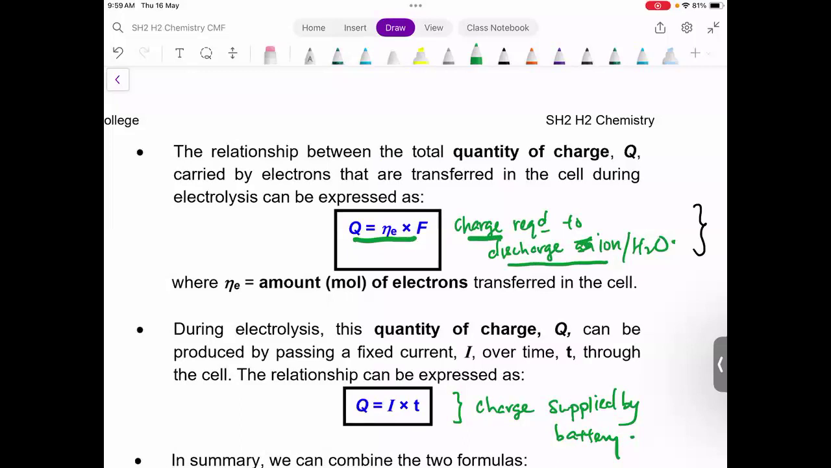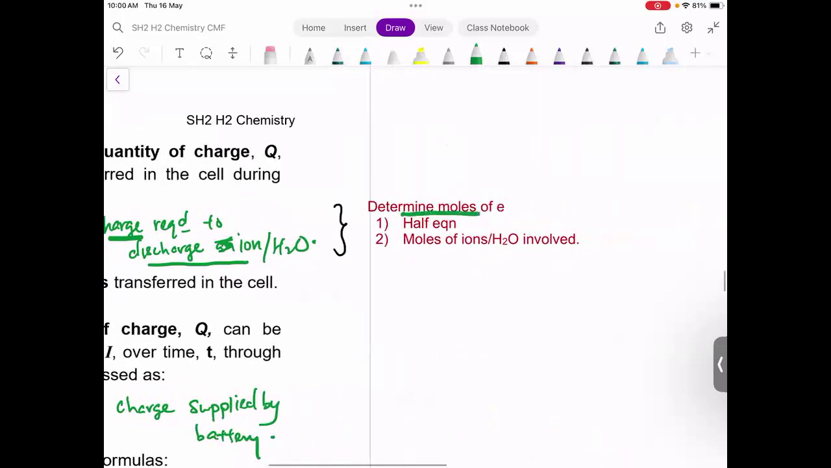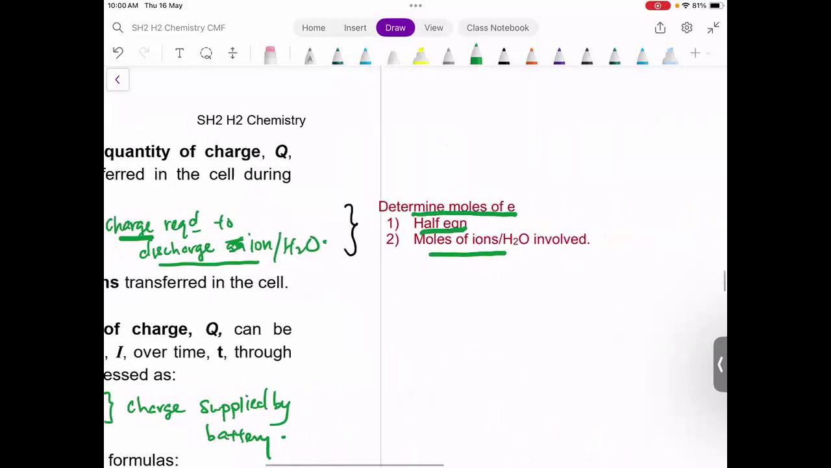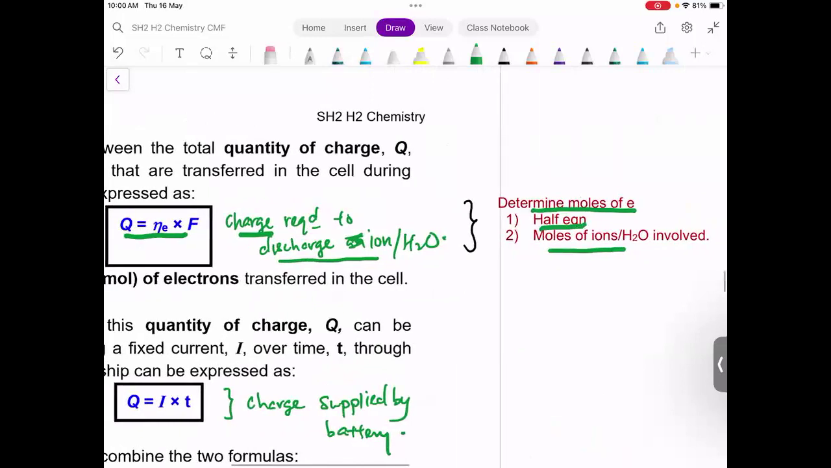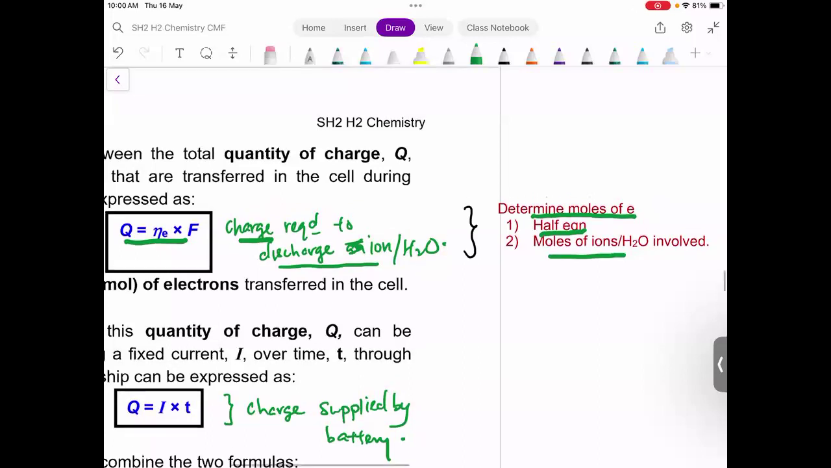This means that you need to determine the moles of electrons from the half equation as well as the moles of ions or water involved. So to apply this equation, you need to make reference to the half equation. You also need to calculate the number of moles of ions or water that is involved. This one is the mole of electrons, to determine the n e.